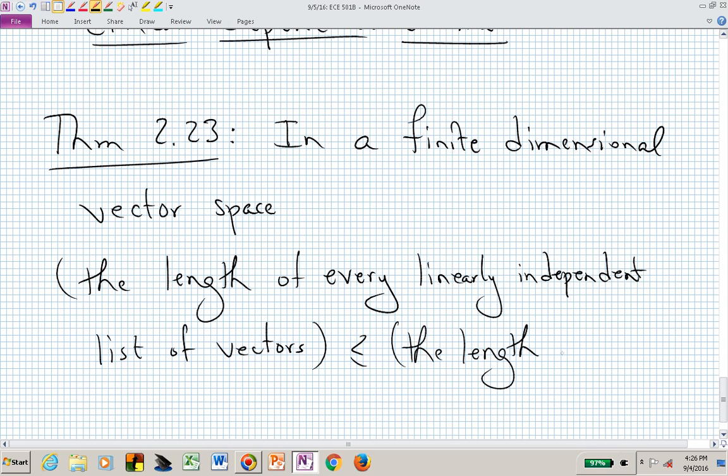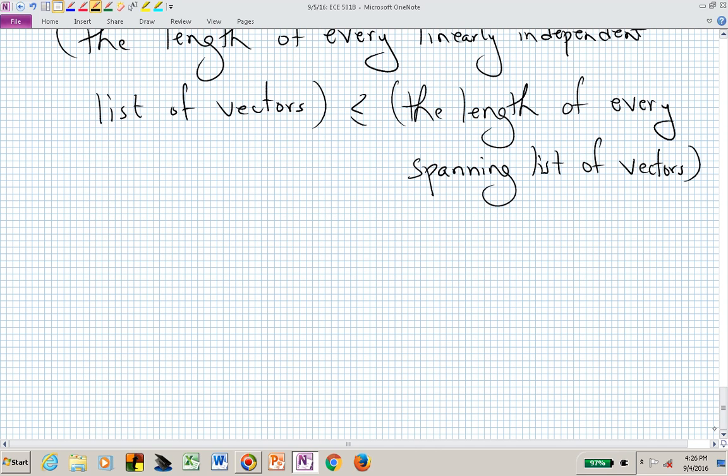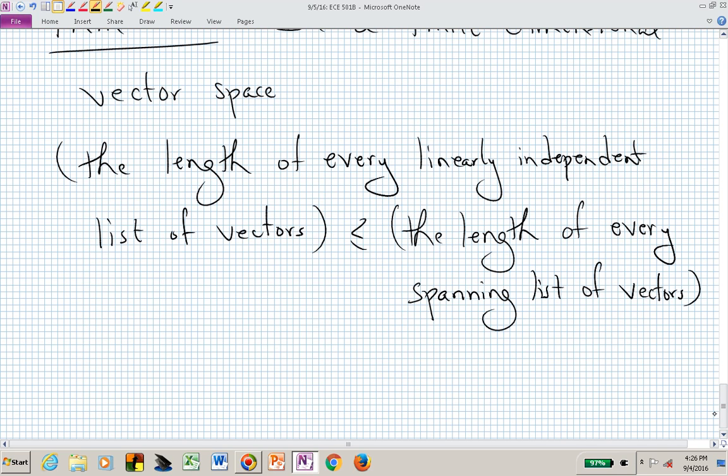the length of every spanning list of vectors. Meaning if you now have a list of vectors that span the vector space, then the number of vectors in that list is bigger than the number of linearly independent vectors in that same vector space. It's greater than or equal to.